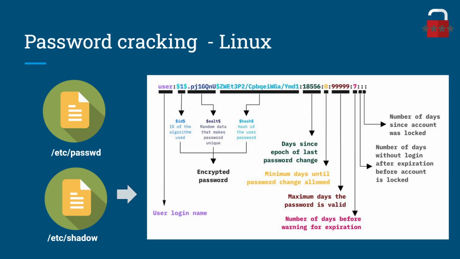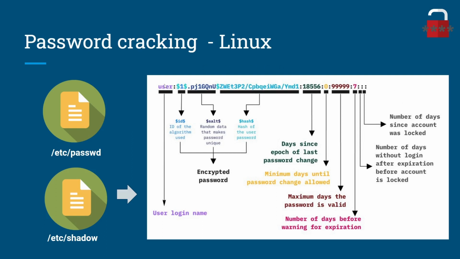So in Linux, you have a couple of files, the /etc/passwd and the /etc/shadow files. In the /etc/passwd, you store information related to the users that are defined in the system and some information associated to those users. And then in the /etc/shadow file, you store information related to the authentication process. So this is how the /etc/shadow file looks.